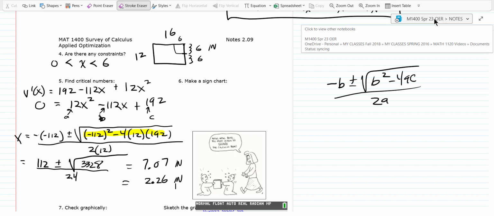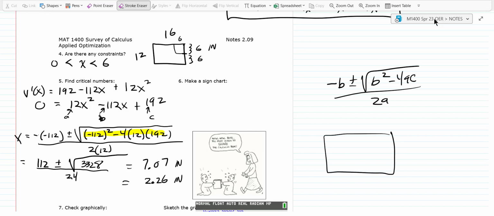Now, one of those answers makes sense and one of them does not make sense. Remember, you started off with 16 by 12. Which of those 2 numbers doesn't make sense? The 7. It's too big. Okay, remember, you can't chop off. If you're going to make a square, the biggest square you can possibly make is 6 by 6. So that's too big. Okay, so we have that.